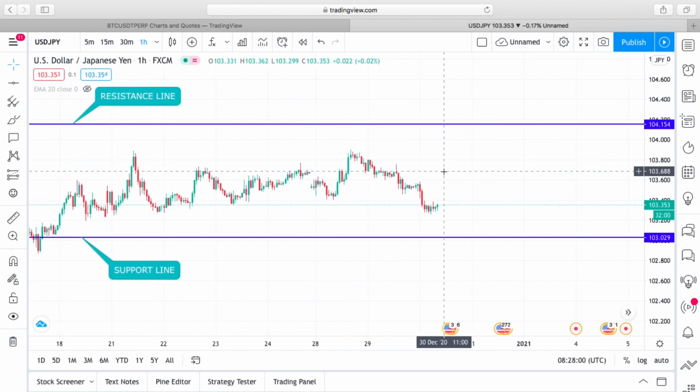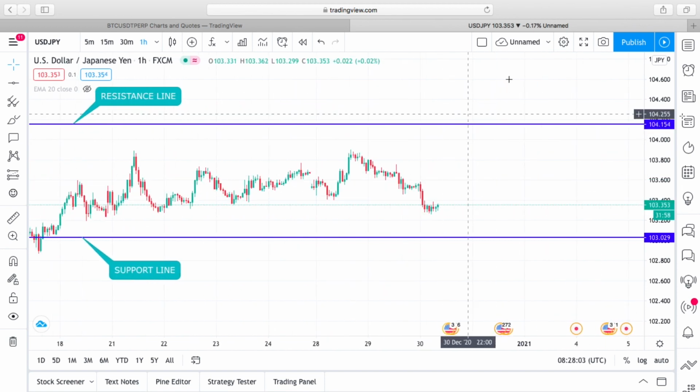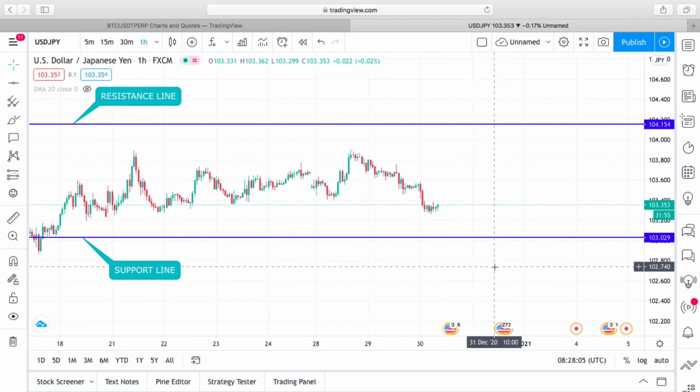So now this is the rule. If this candle breaks out of here, the price is going to go high. If it breaks down here, the price is going to go down.